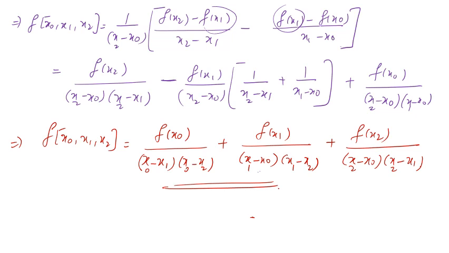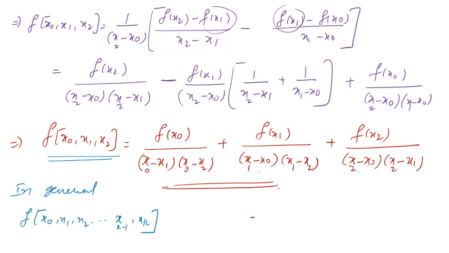Okay. Now in general, similarly you can write the third divided difference f of x0, x1, x2, x3. In general, what is f of x0, x1, x2 and so on, xk minus 1, xk? The second divided difference, and this is the kth divided difference. The kth divided difference is equal to what?